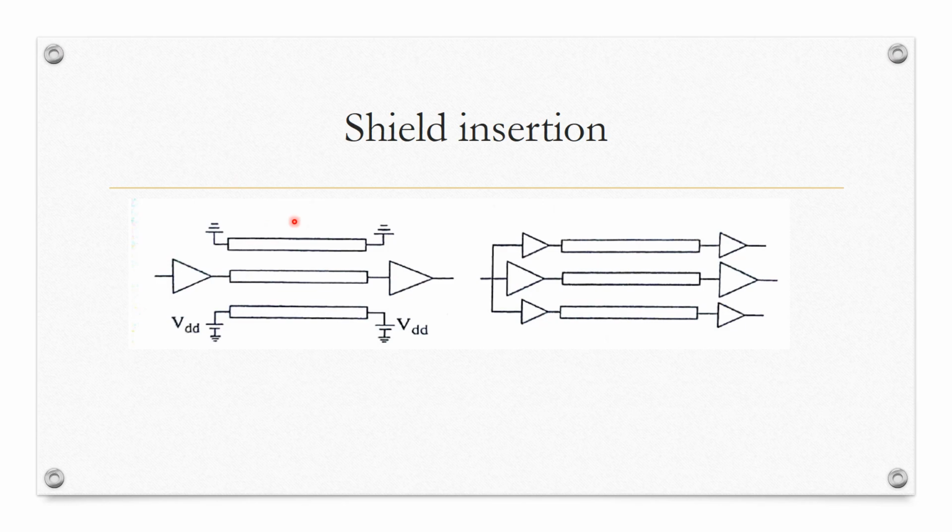This is passive shielding, and this is active shielding. In passive shielding, with this aggressor, we are keeping VDD and ground lines nearby so that it will improve the coupling noise. Not only that, we can also use active shielding, in which we are clustering those wires which are switching at the same speed and in the same direction to reduce the coupling noise.